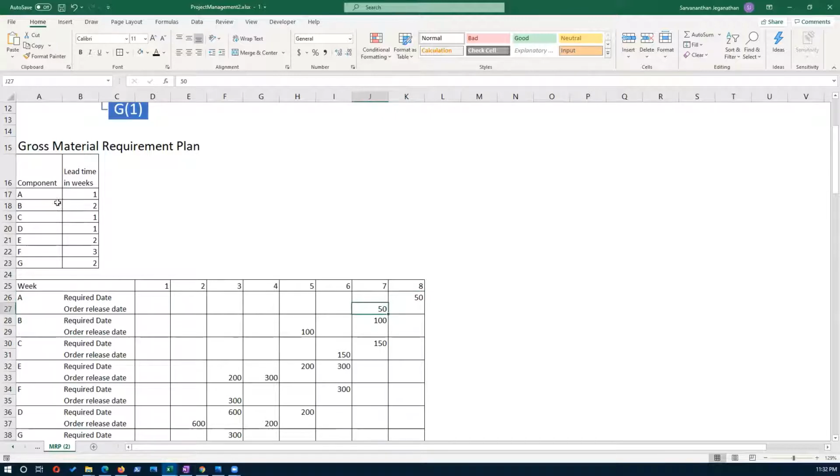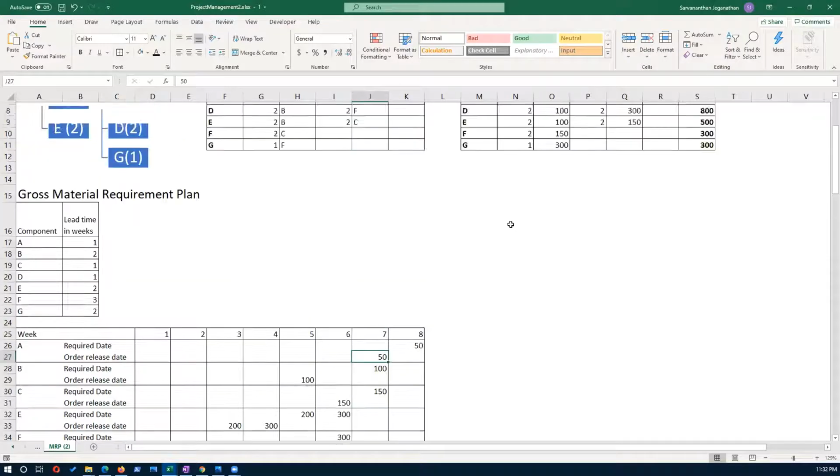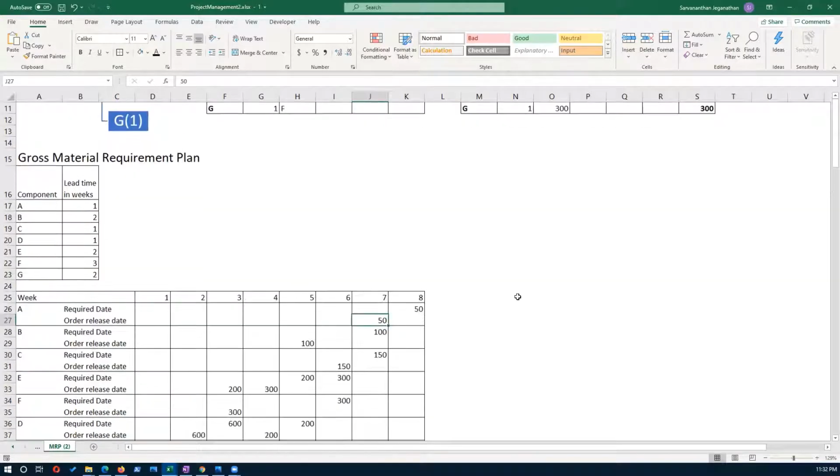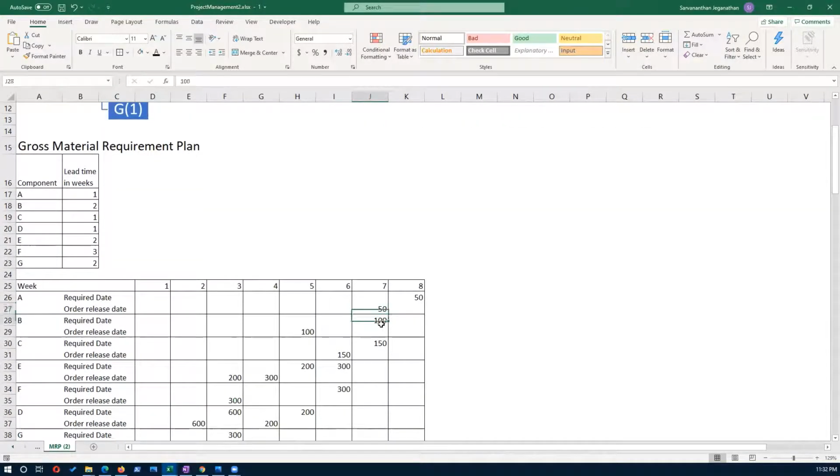Because of the 1 week lead time, we just copy that 50 over here. And to create 1 unit of A, we need 100 units of B. We know that from here. So you need those 100 units on week 7. That's why we're starting to assemble A. So 100 units of B.